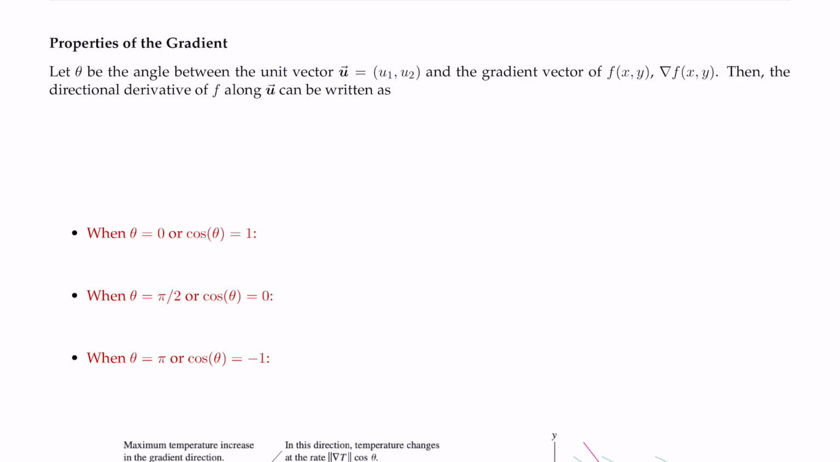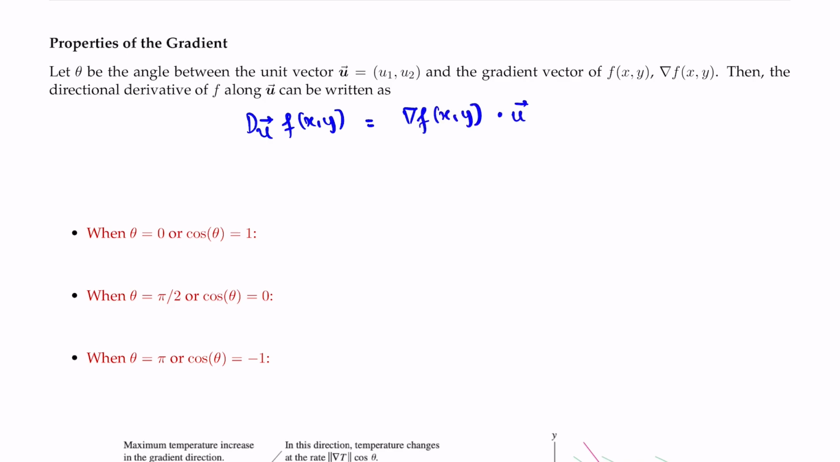So let theta be the angle between the unit vector u and the gradient vector of the function f of x, y. Then the directional derivative of f along u can be written as the dot product as follows. D sub u of f of (x, y) is equal to the gradient of f of (x, y) dot with the unit vector u.